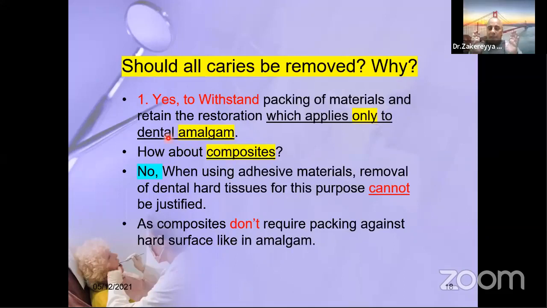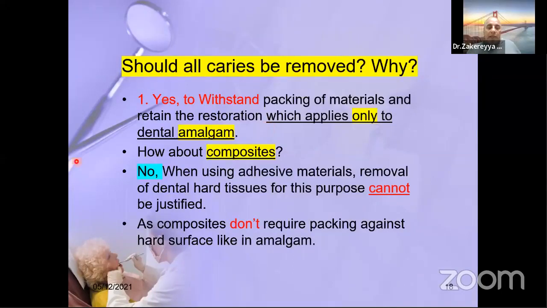Now, wait a minute. We are talking about different techniques here. Categories. One is filling with amalgam. Second is filling with composites. Now, when we talk about amalgam, yes, all caries has to be removed. Why? To withstand packing of materials and retain the restoration. That is not possible for amalgam. You can't pack amalgam against soft dentin.